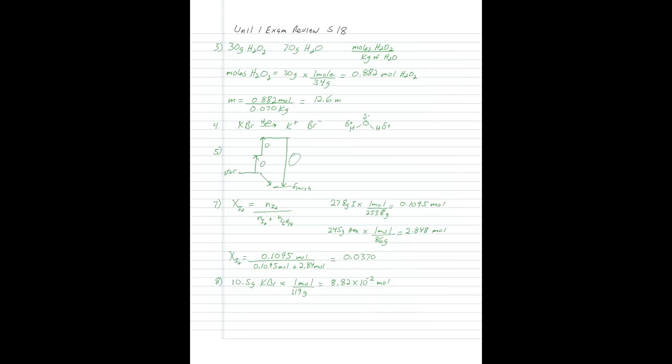We know that molarity is equal to moles over volume, where volume's in liters. And we're looking for a volume, so we can rearrange this to solve for volume, and we get volume is equal to moles over molarity. Okay, so we can solve that. So we get 8.82 times 10 to the minus 2 moles all over our molarity, which is 0.716, and that's moles per liter.